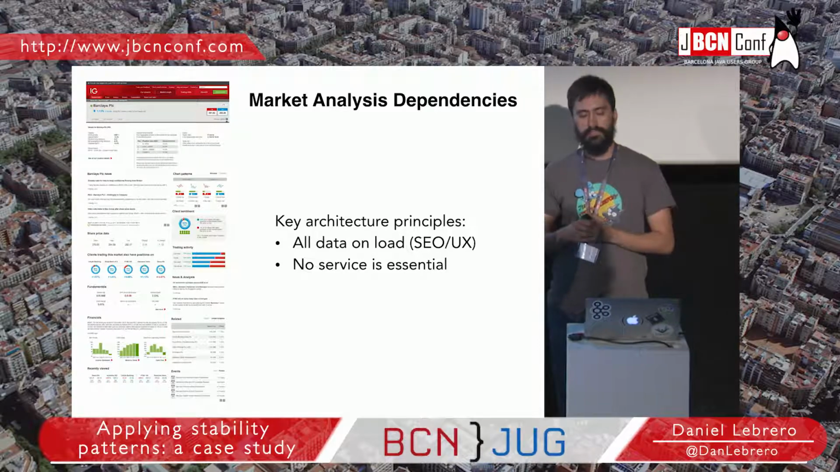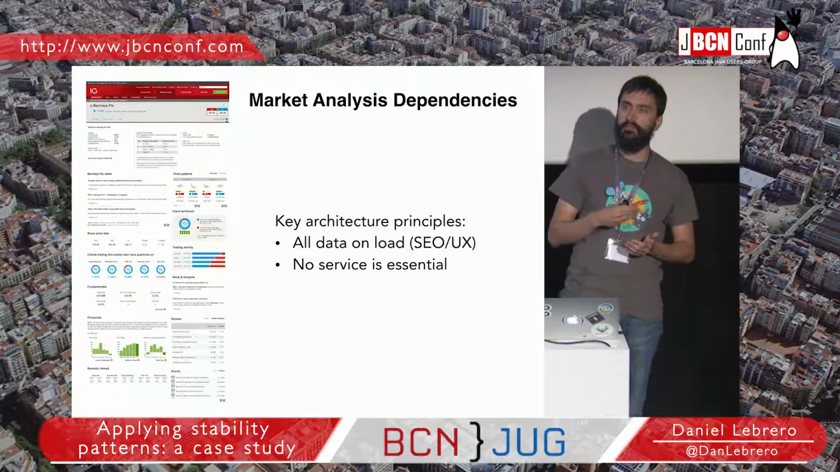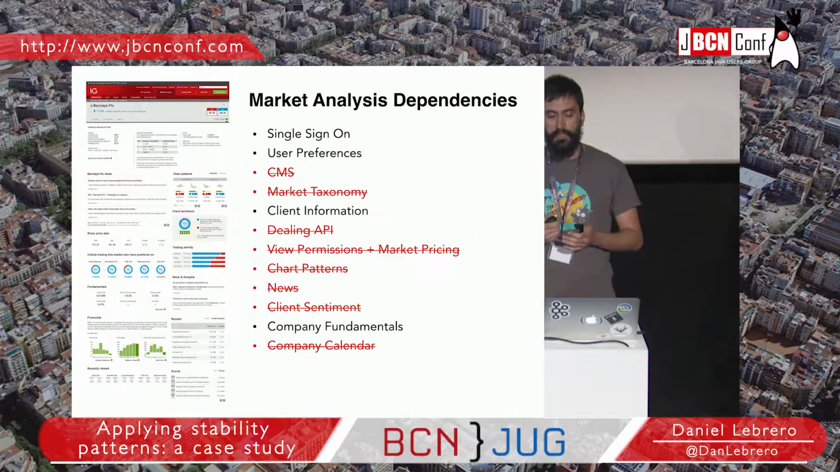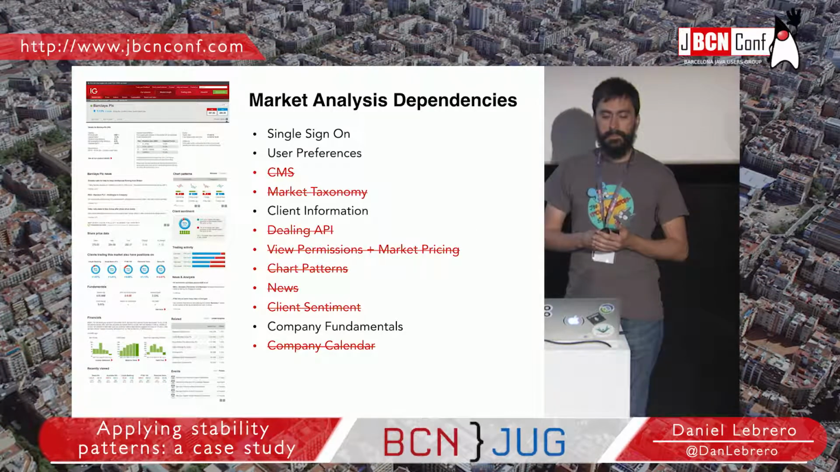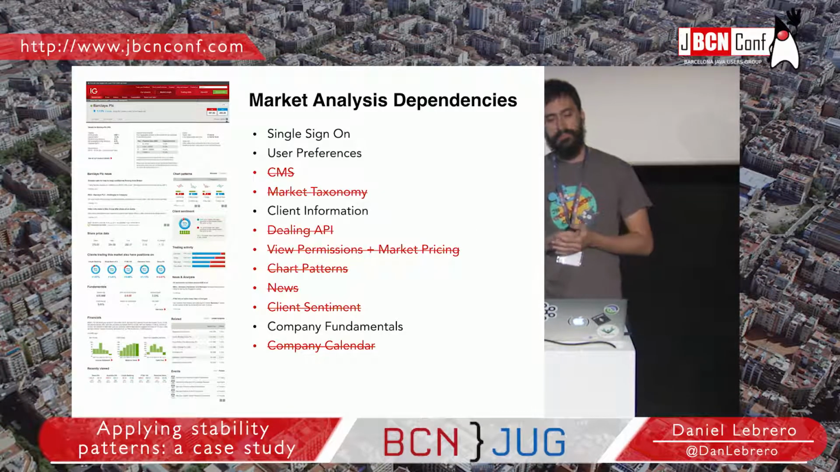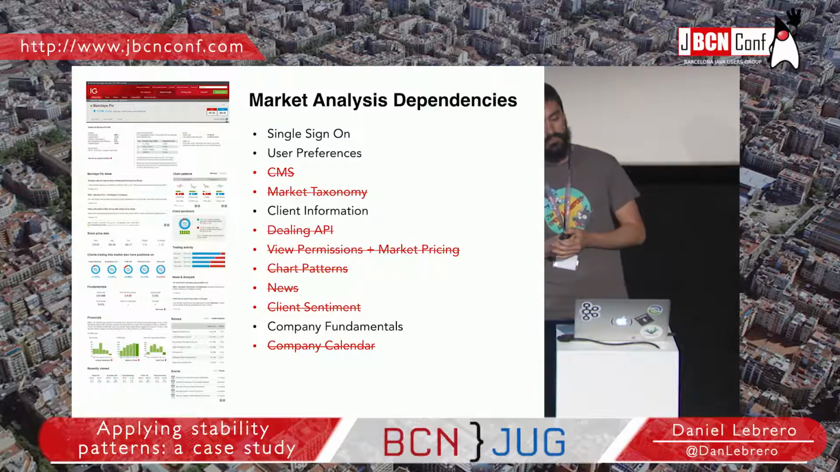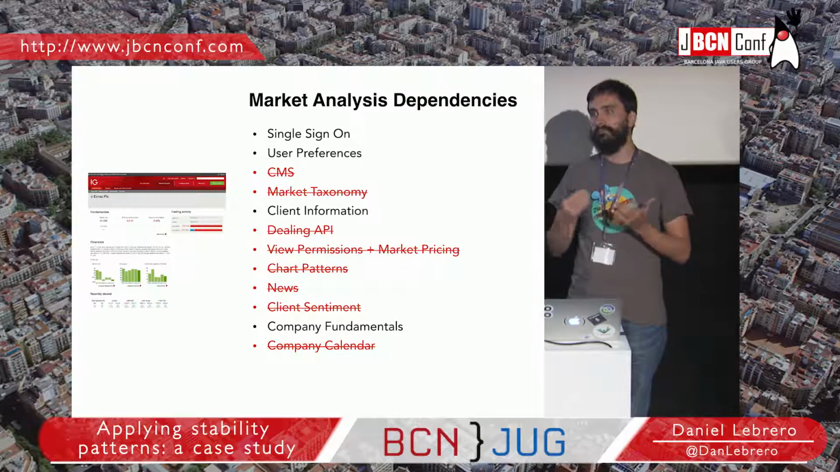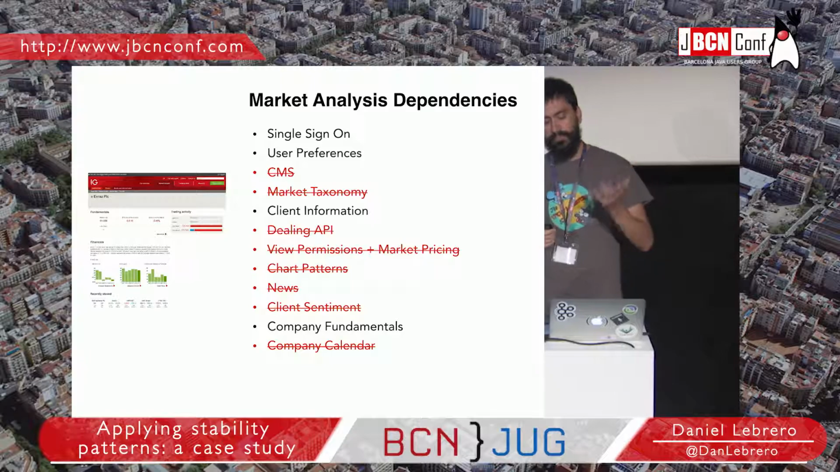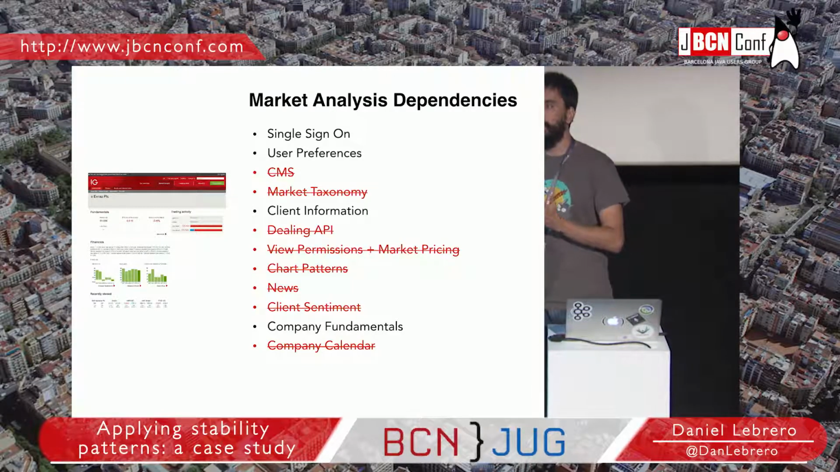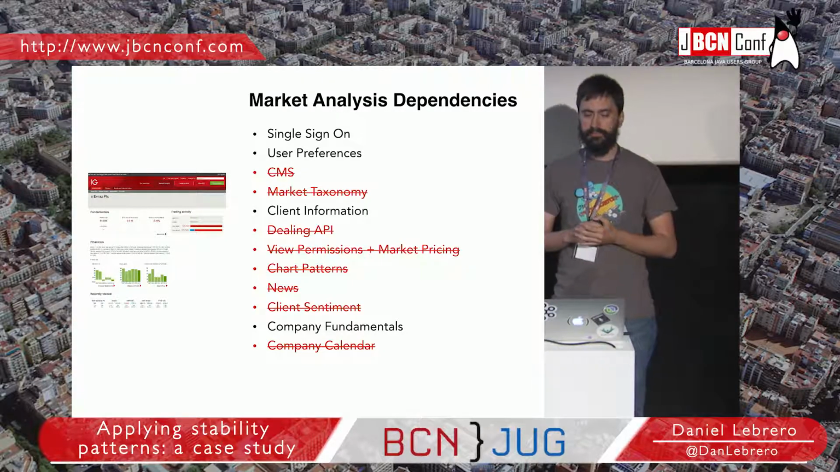And the second key principle is that we think that no service should be essential. So what does that mean? That if all those services, the ones marked in red, are not working for whatever reason, we should still be able to serve some kind of data. Not the prettiest one, but at least the client can see as much as we have.